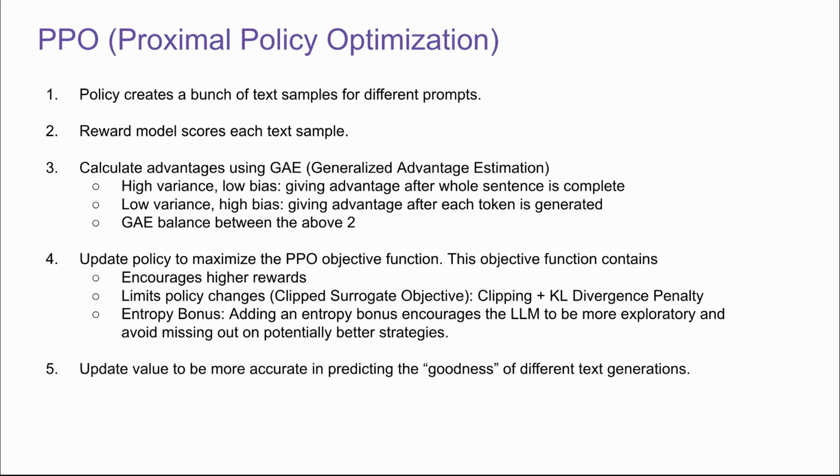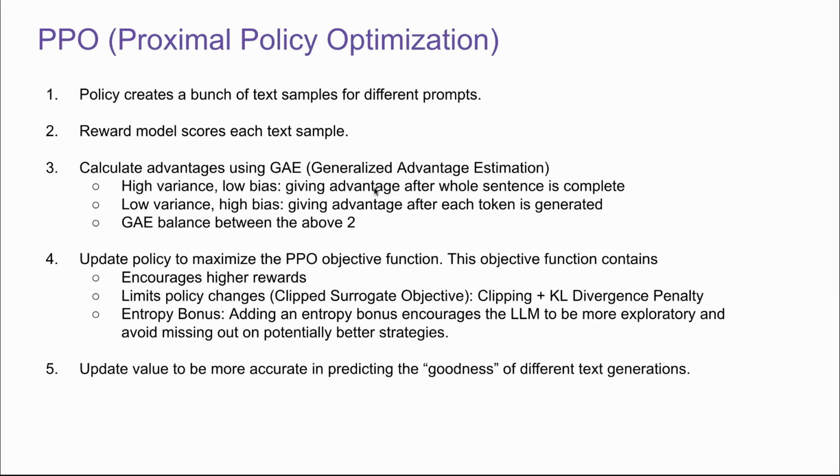So the training steps are pretty complex. The first step is the policy. The model creates a bunch of text samples from different prompts. The second step is the reward model scores each text sample. The third step is to calculate the advantage using GAE, which is generalized advantage estimation. So this is a typo.